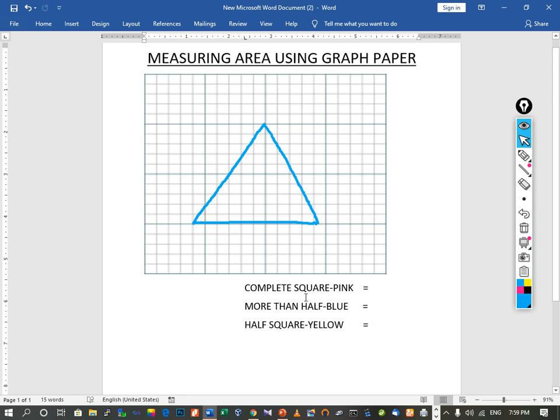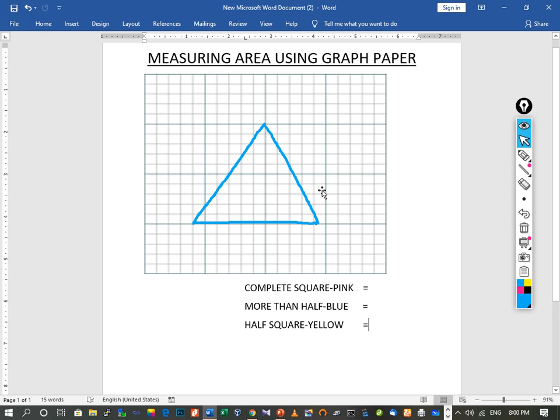First we have to find out the complete squares which this triangle is covering, then the squares which it is covering more than half, and the squares which it is covering only half. So the process is we will add up all the squares which are completely covered and which are more than half covered, and we will multiply them by 1, because we know that each square has an area of 1 centimeter square.